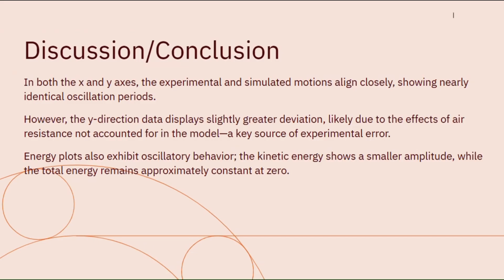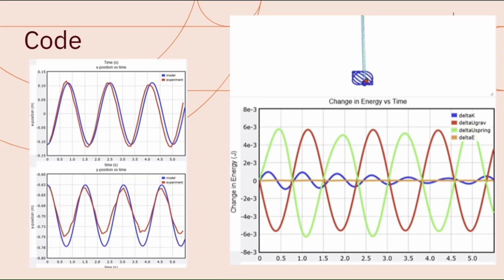Now, when comparing the experimental and simulated results, I found that the trajectories in both x and y directions nearly overlapped. Pretty much, their oscillation periods were consistent, confirming that the model captured the main dynamics of the system. However, in the y direction, the data showed slightly more variation, probably due to air resistance or something, which the model didn't include. Energy graphs from the simulation also oscillated. Kinetic and potential energies continuously shifted in magnitude, while total energy remained constant, pretty much, supporting energy conservation. Yeah, so that's what that means.